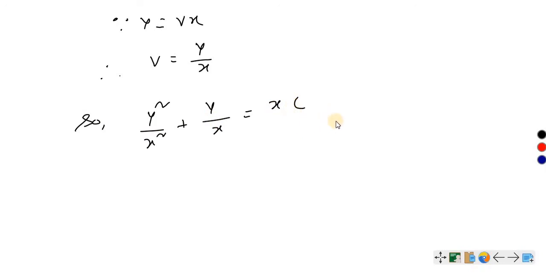You can stop here or you can do the further calculation also if you wish. So you must get this as your final answer, that is y square plus xy is equal to cx cubed. By doing the LCM, I am getting this format of the final answer. So this is your final answer of this question.